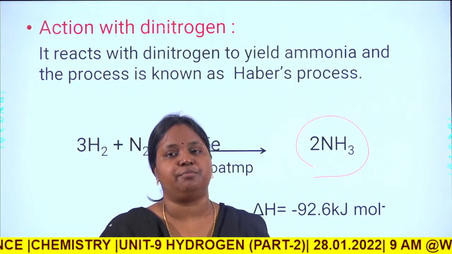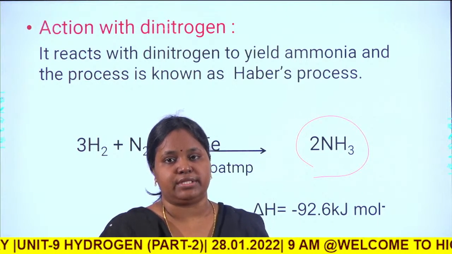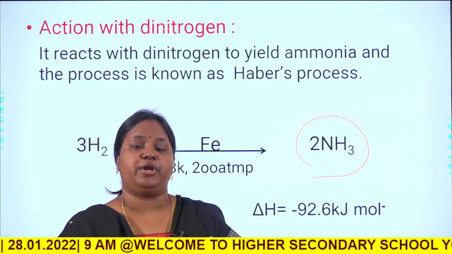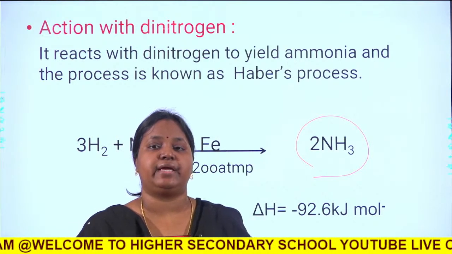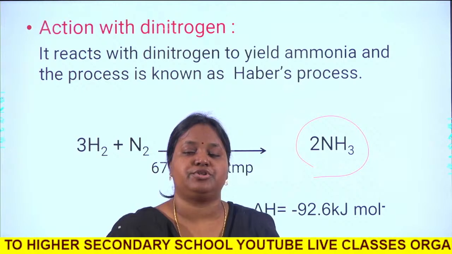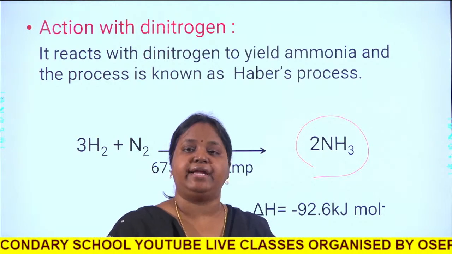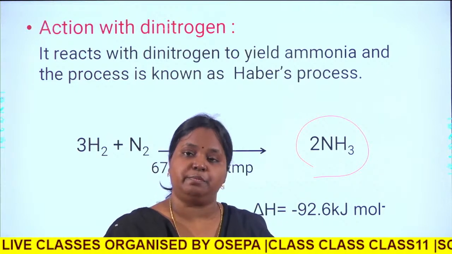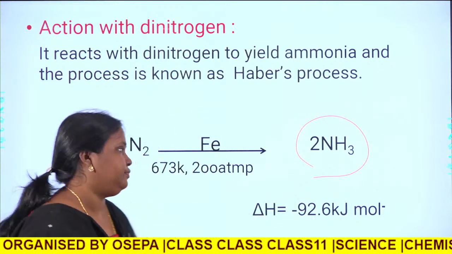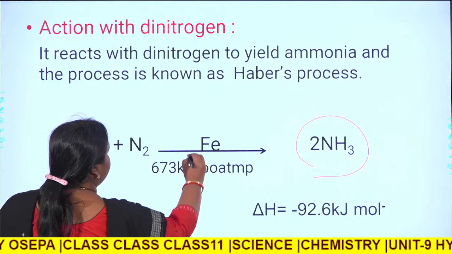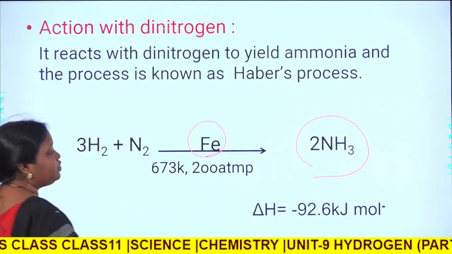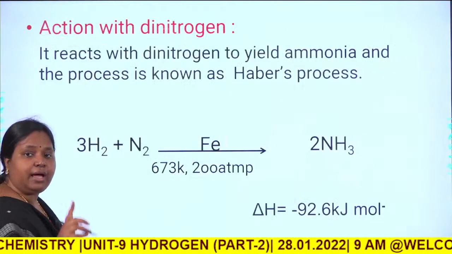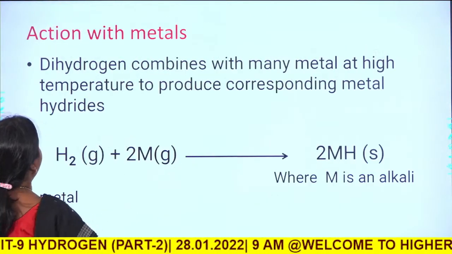Haber's process is very important. It will be taught to you in the second year class when you study group 15. Remember that ammonia is a very important chemical agent because it is used for the preparation of fertilizers. So one of the chief uses of hydrogen is the preparation of ammonia. A very likely question is what is the catalyst used in the Haber's process: iron is the catalyst used in the Haber's process. Remember this.